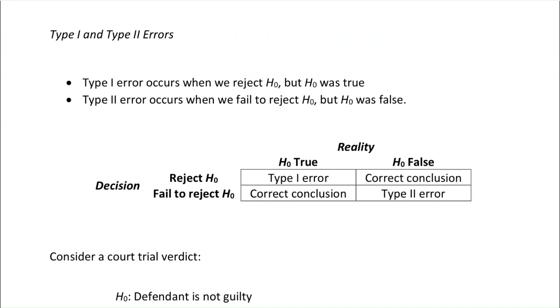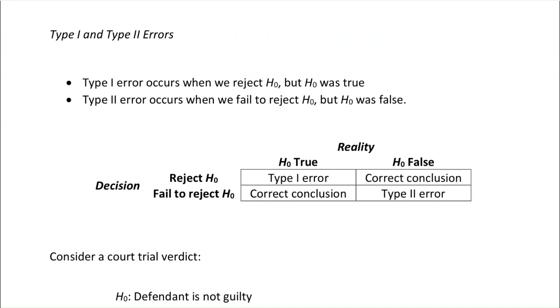Type 2 error then is just the opposite of that, where the null is false, but I don't find convincing evidence to the contrary. The body temperature is not 98.6 degrees, but my evidence doesn't give me support that it's something else. I don't have reason to believe it's not 98.6, so I fail to reject the null. In other words, I reject the alternative.